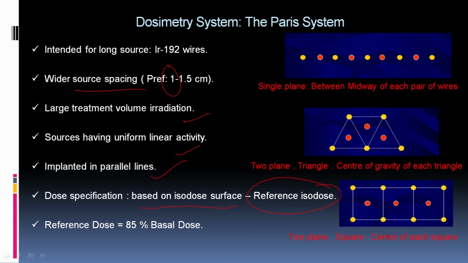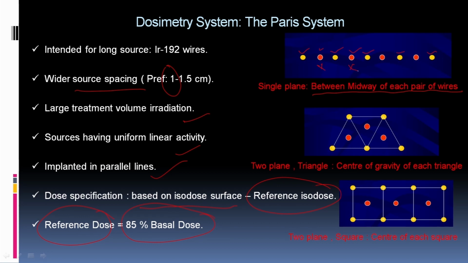Now, reference dose is defined as 85% of the basal dose. Here in the diagram we will describe how we define the basal dose. In a single plane, if these are the radioactive wires placed, and these red points are the basal points, these are between the midway of each pair of the wires. These are the basal points.